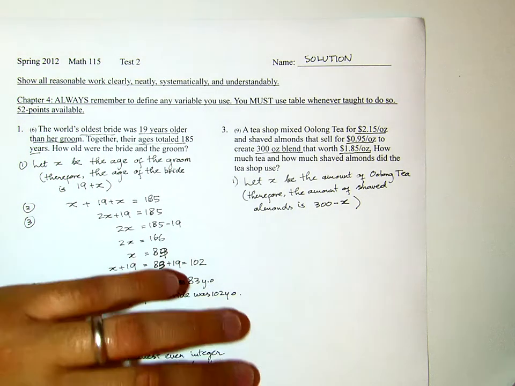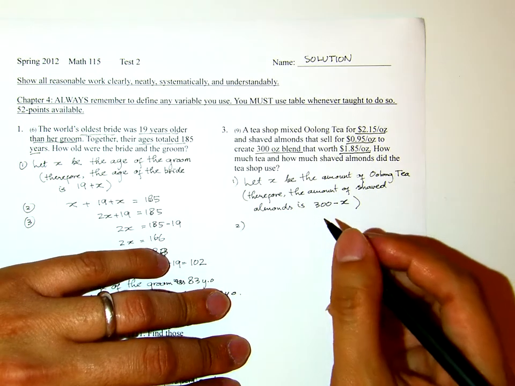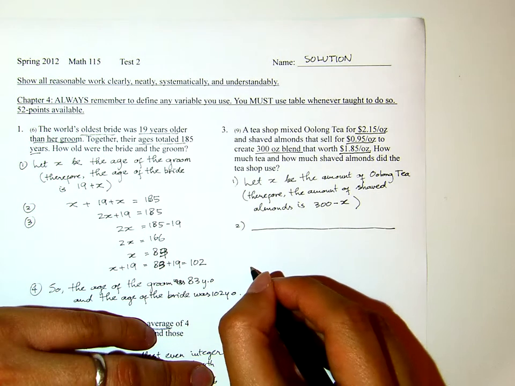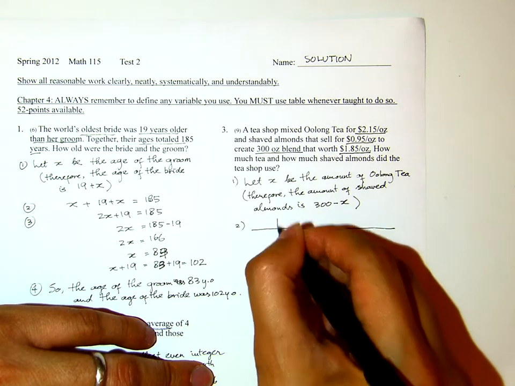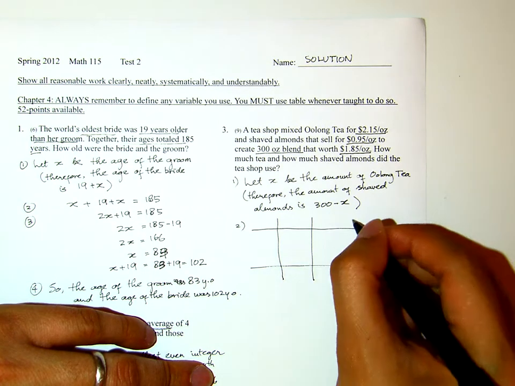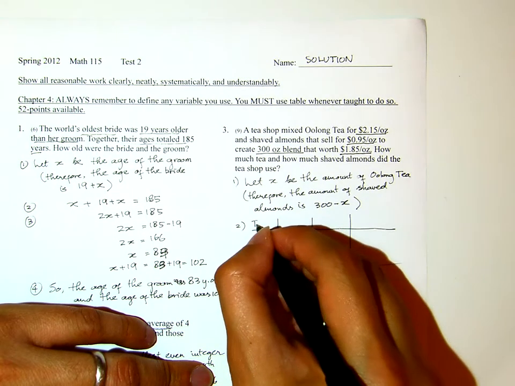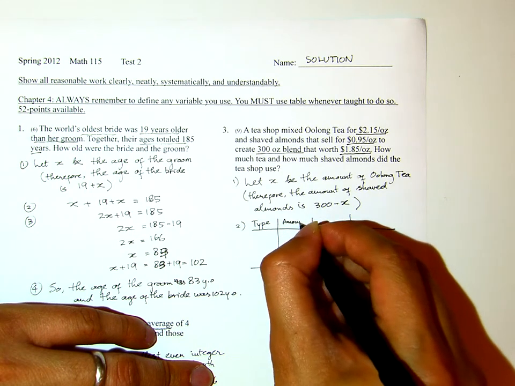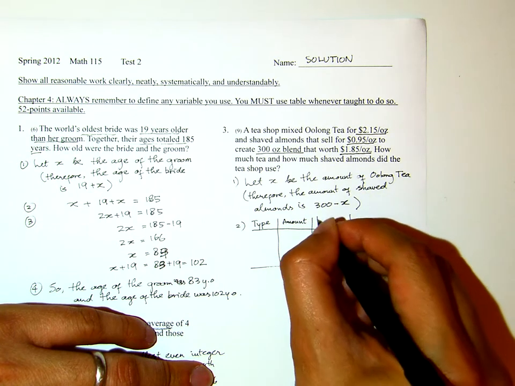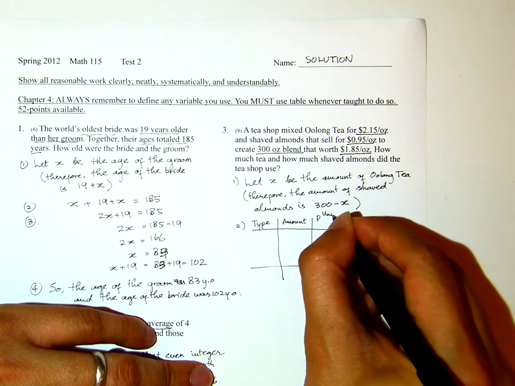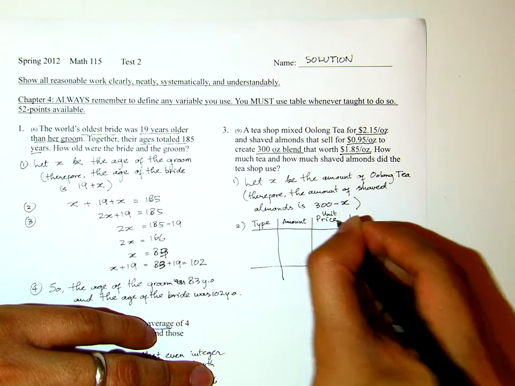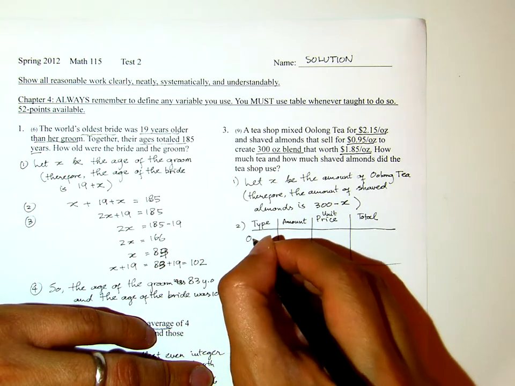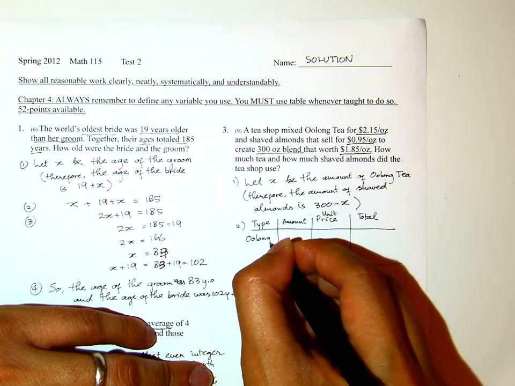Okay. Now, next I will create the table so that we can see the mixture. This is the type, this is the amount, this is the unit price, and total price. Now the oolong and the almond.